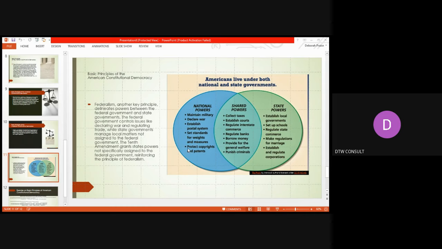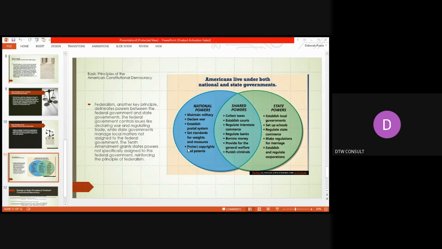Okay? So if you look at my diagram, you're going to see the various things that the federal government has power over, which the state government does not have power over. And I'm going to see those things that the state government has power over, where the federal government does not have power. Now, this is true federalism, true separation, true decentralization of power, such that the central government does not have all the power. That's what federalism is all about.